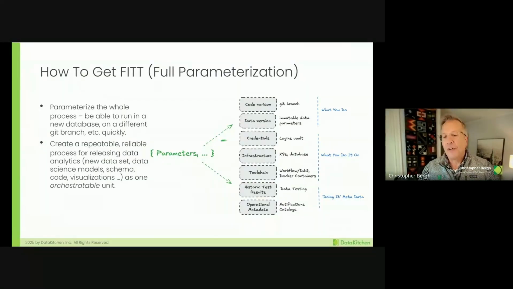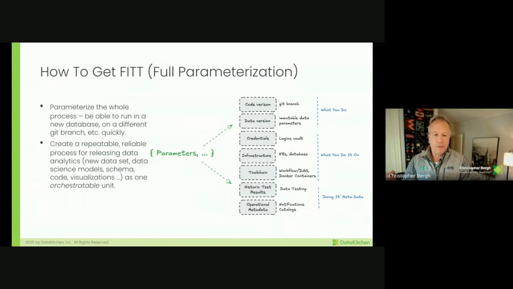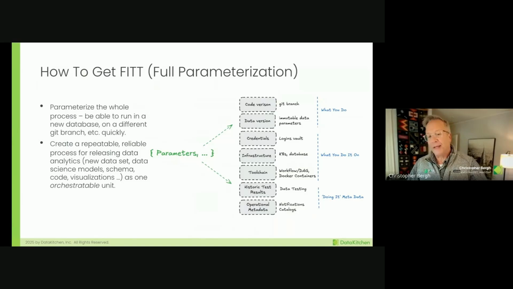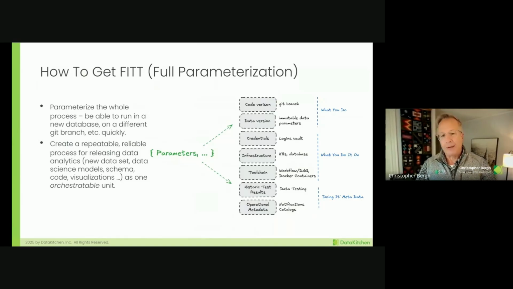The other parts are your credentials, what infrastructure you're going to run on, what database, what tool chain you're going to use. And then you might want to keep track of or point to historic test results, because comparisons between the last time you delivered something and the current time are actually really important. And then maybe operational metadata like notifications, or being able to update a data catalog.